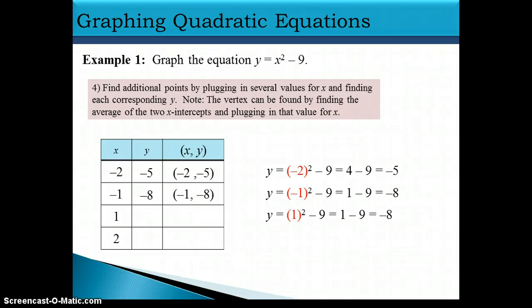Next, we'll plug in positive 1 for x. We square positive 1 and we get positive 1. Subtract 9 from that and we get negative 8. So when x is equal to positive 1, y is equal to negative 8, which gives us the ordered pair 1, negative 8. Now we plug in positive 2 for x, and when we square positive 2, we get positive 4, and 4 minus 9 is negative 5. So when x is positive 2, y is negative 5, which gives us the ordered pair 2, negative 5.